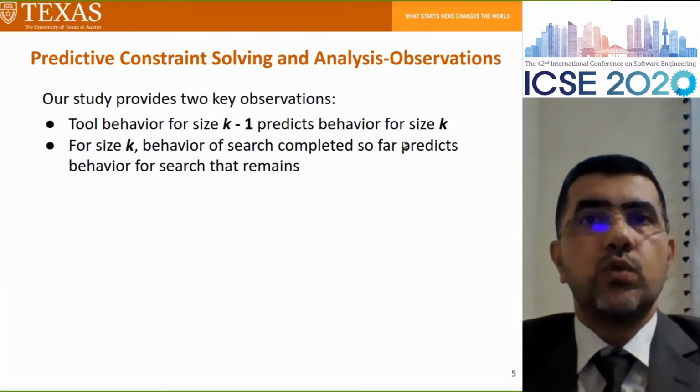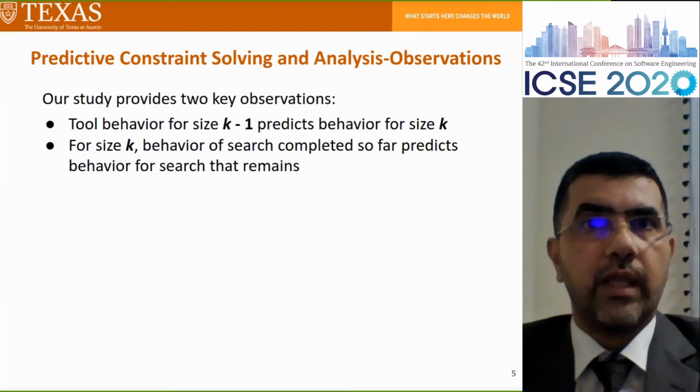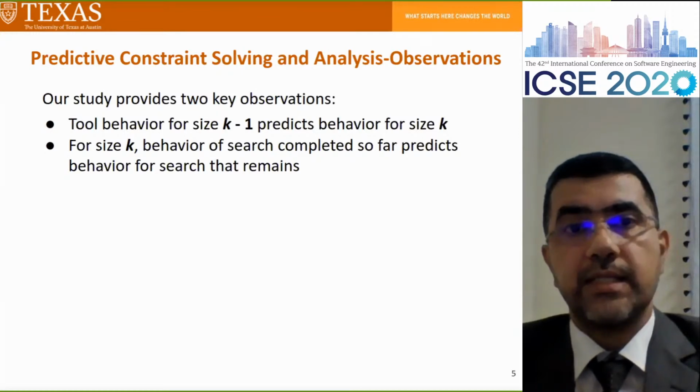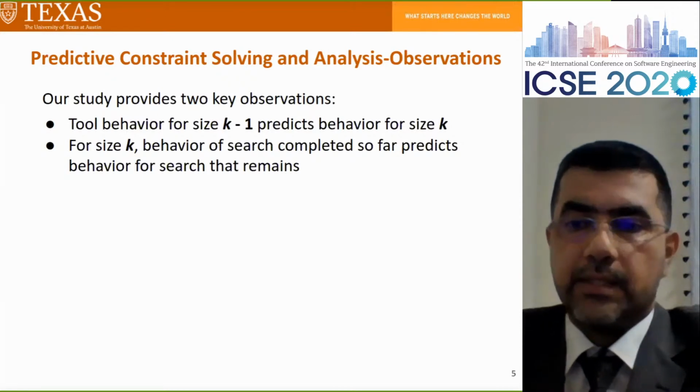The study provides 2 key observations. First, the solution distribution for a given constraint with respect to a smaller bound k-1 can predict the solution distribution for the given constraint with respect to a larger size k. And the second observation: for size k, the behavior of the search completed so far could predict the behavior for the search that remains.